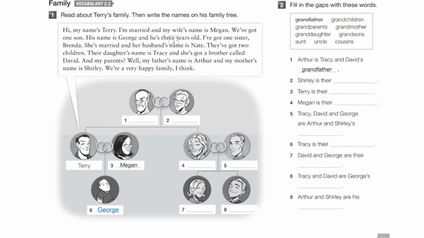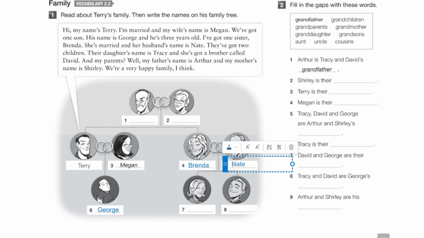His name is George and he's 3 years old. I've got one sister. Okay, so Terry has got a sister, Brenda. So they're coming from these guys, right? So Megan. So this sister, this woman must be Brenda. So we're gonna write here Brenda, number four. Number four is Brenda. She's married to her husband, whose name is Nate. So this husband, number five, is Nate.